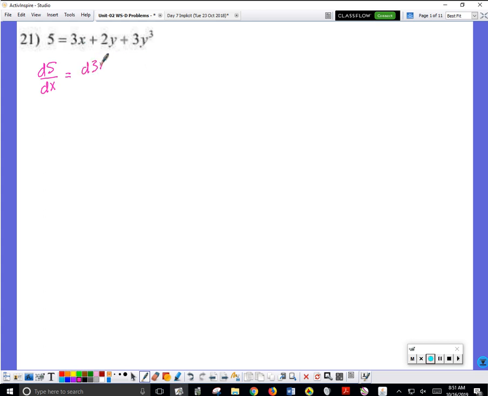So I get d of 3x over dx plus d of 2y over dx plus d of 3y cubed over dx. Question? Because everything's just adding, don't need any parentheses. That's what you said. Anybody else?